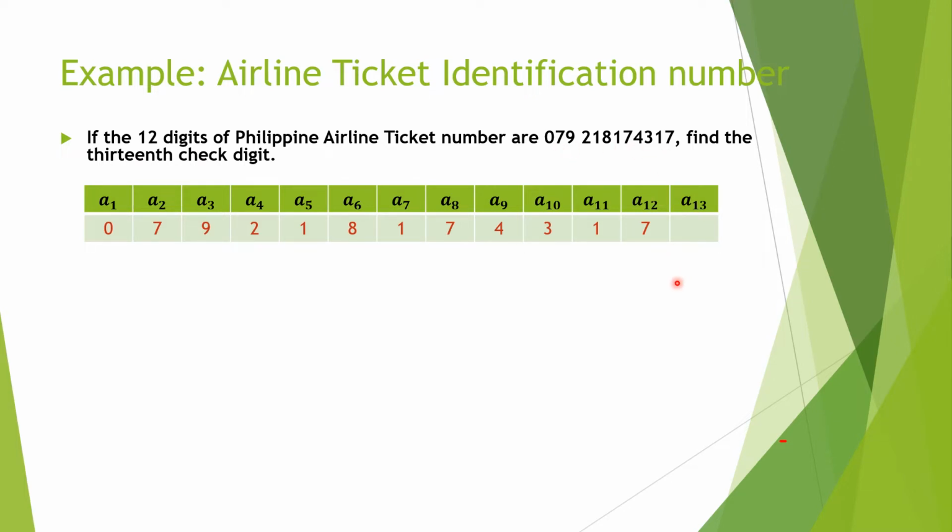After labeling, we have to use the congruence given in determining the airline ticket identification number check digit. So A sub 13 is congruent to A sub 1 plus 3 A sub 2 plus A sub 3 up to plus A sub 11 plus 3 A sub 12 modulo 10, in which all odd-indexed terms are multiplied by 1 and all even-indexed terms are multiplied by 3.